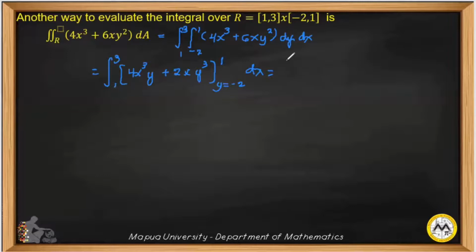Hence, this gives us the integral from 1 to 3, and when y is equal to 1, we replace y by 1, thus giving us 4x cubed plus, when y is equal to 1, 2x times 1 cubed is 2x, so plus 2x, minus the value of the integral at the lower limit, negative 2. Let me write this properly.